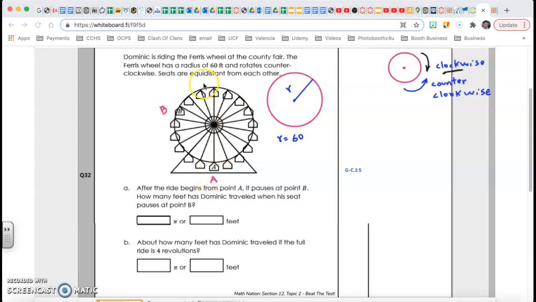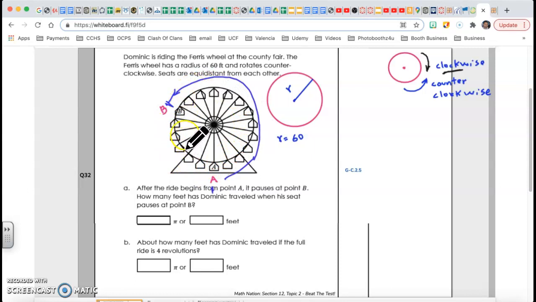From the beginning. So they're saying that, first of all, the radius on the Ferris wheel is 60 feet. They're saying that it rotates counterclockwise. So first of all, we need to understand what that is. Clockwise is this, the direction that the clock moves. Counter is the other way. So that means this Ferris wheel is going this way, counter. So he started at point A and went all the way to point B, right here. He stopped. They want to know how much is this.